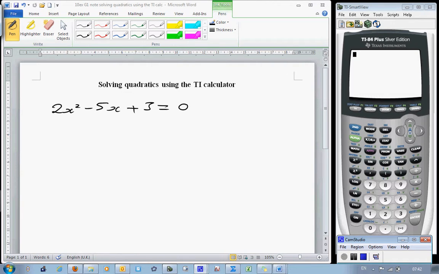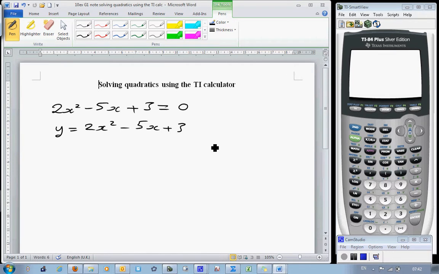In this demonstration, we're going to use the quadratic 2x squared minus 5x plus 3 equals 0, and we're going to solve that equation with the TI calculator. First thing to do will be to enter this equation into a graph. Y equals 2x squared minus 5x plus 3.